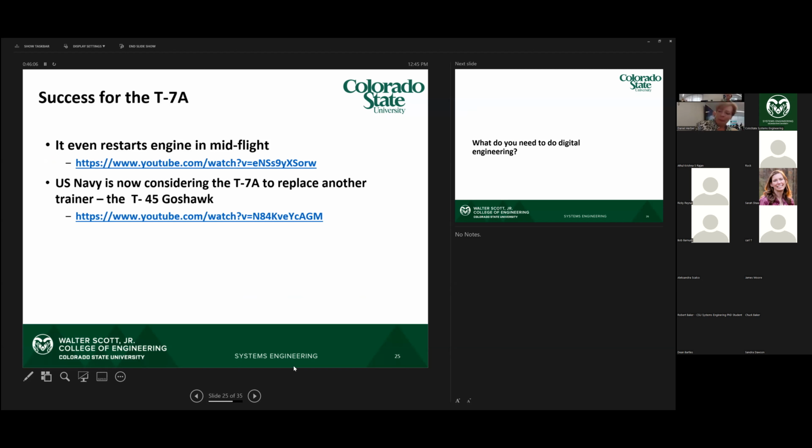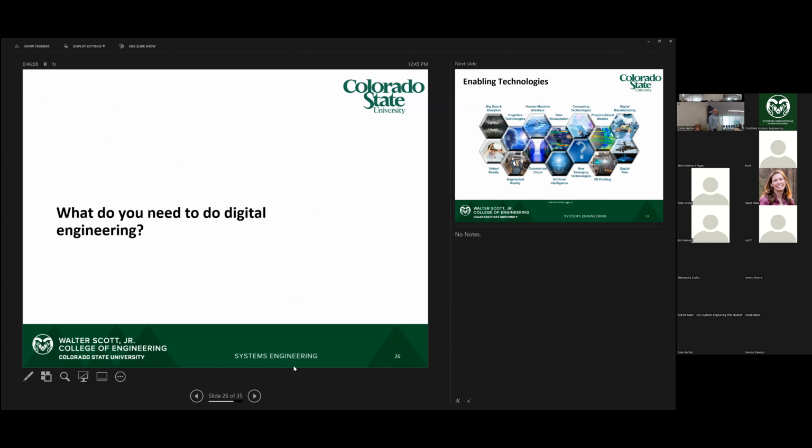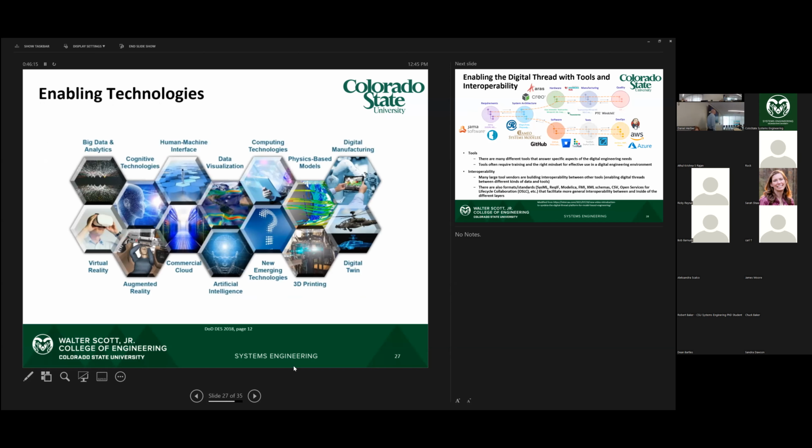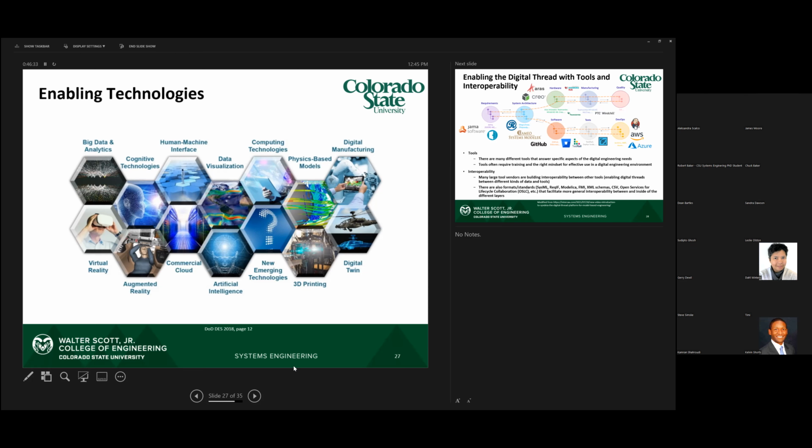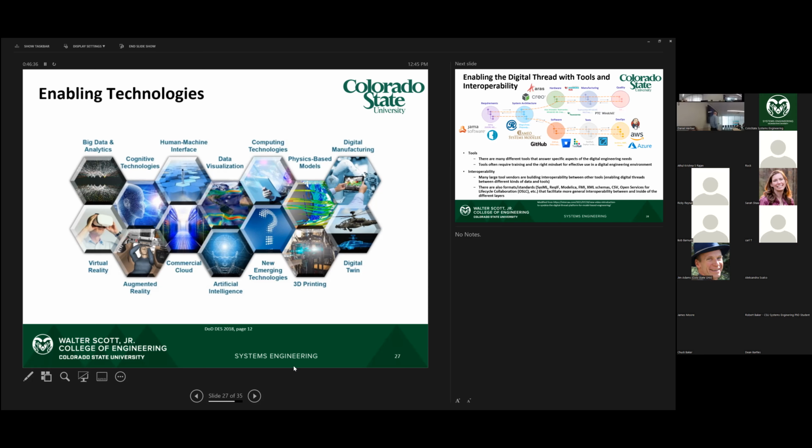Yep. Dan Herber, I'm going to talk a little bit more about some of the techniques, what you need to do digital engineering, or some ideas along this area, because it's a very big open space. So this is potentially redefining how we do many of the engineering practices. So lots of things we do in engineering, a number of them are listed here: big data analytics, data visualization, physics-based models, digital manufacturing, AI, cloud, augmented reality, virtual reality. There's all these different pieces.